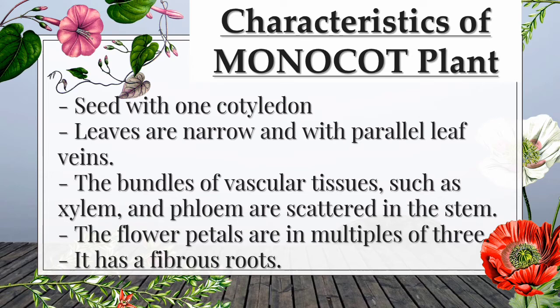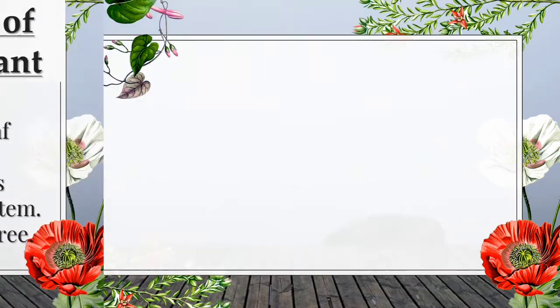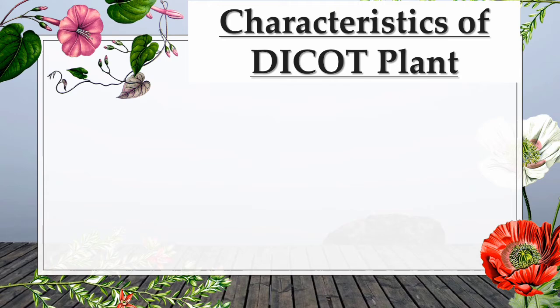Monocot has one cotyledon or seed leaf. The word monocot came from the word mono, which means one, and cot meaning cotyledon or seed leaf. Always remember that. Next, characteristics of dicot plant. Meaning, when we say dicot, it has two seed leaves. Always remember that. Okay?